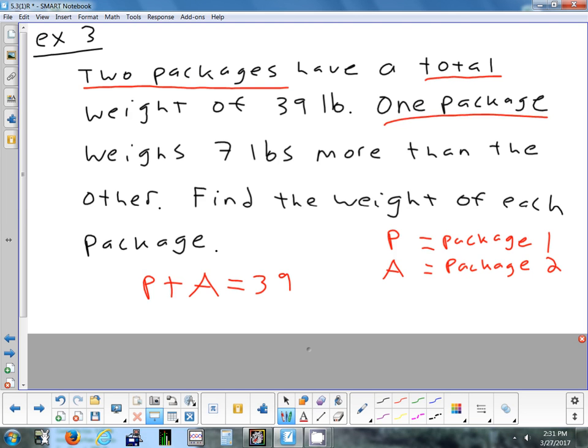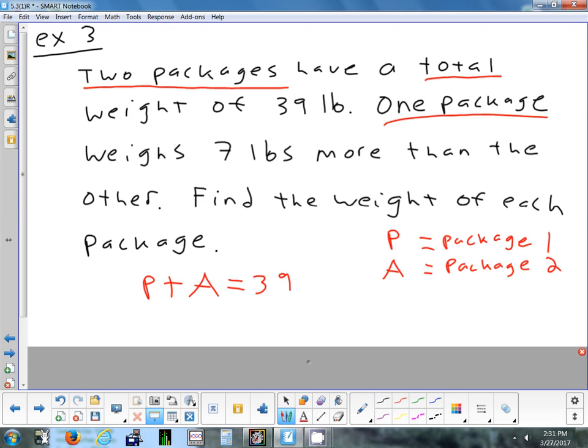1 package. It doesn't matter which package you pick. So somebody pick one of the packages. Package A. So let's say I'm going to call this package A, is 7 pounds more than the other one. So package A is, how would you write 7 pounds more than, what do we call the other package? P. What would go on the other side? P plus 7. Exactly. 1 package is 7 pounds more than the other. Now, does either one of these equations look kind of like what we did in example 1 or 2?